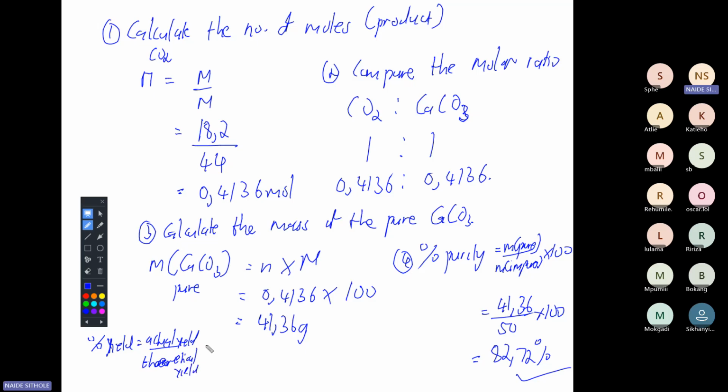times 100. In that case, you are mostly given the actual yield and then you have to calculate for the theoretical yield. Here, you are given the impure, you have to calculate the pure. So when the numerator is given, you want the denominator. When the denominator is given, you want the numerator. So know the difference.